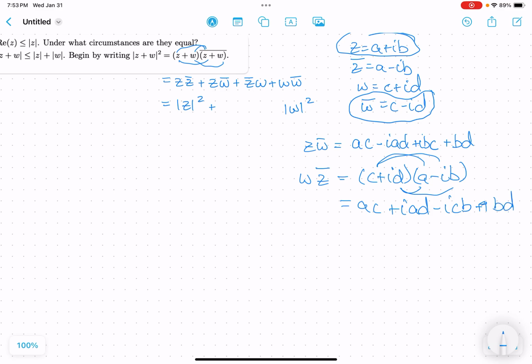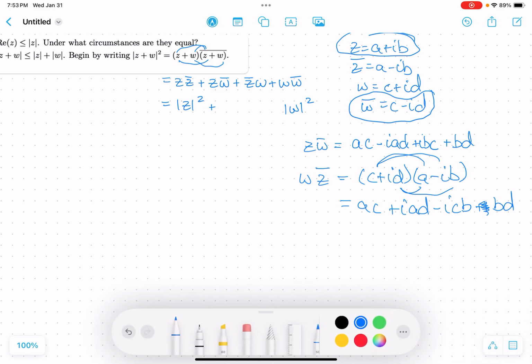What happened there? So positive BD. All right, so you can see that colour code for you. So if we add those two things together, we're getting 2 lots of AC. These ones are cancelling. These ones are cancelling. And we're getting 2 lots of BD as well. So we are getting the real parts and the imaginary parts are going.